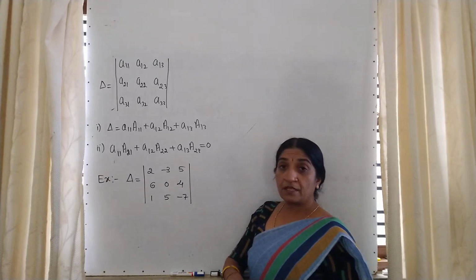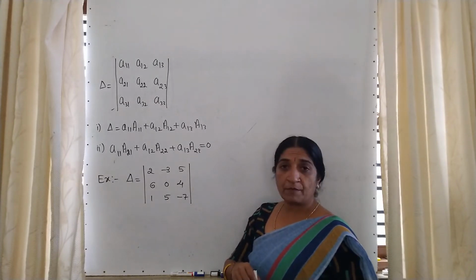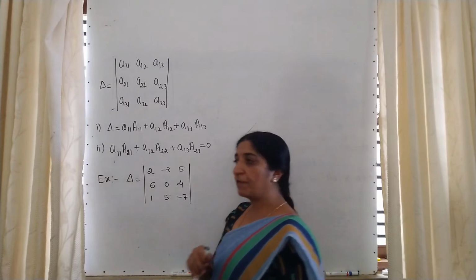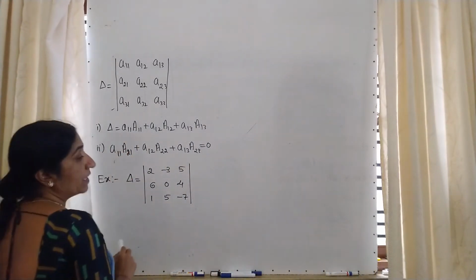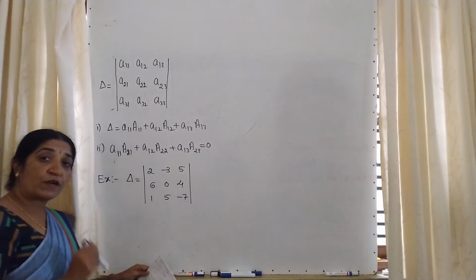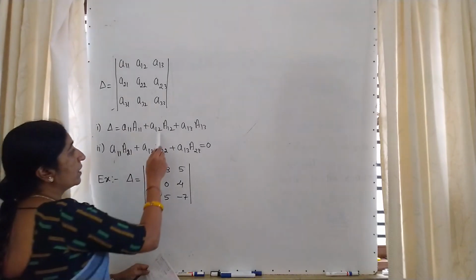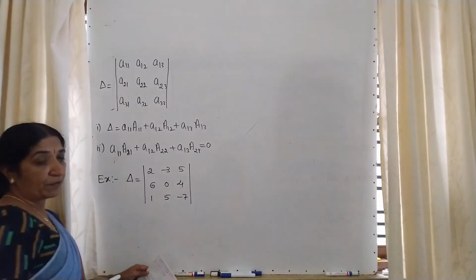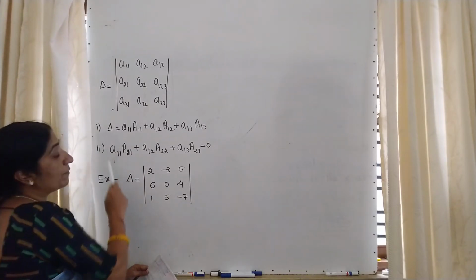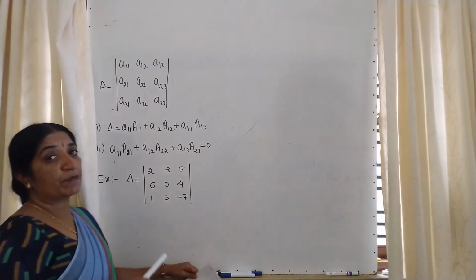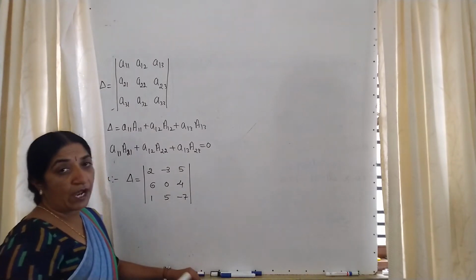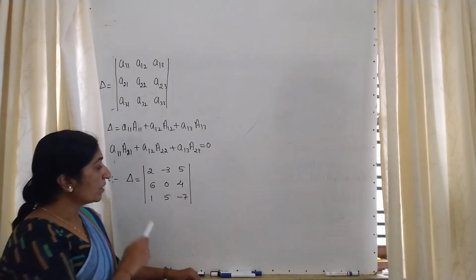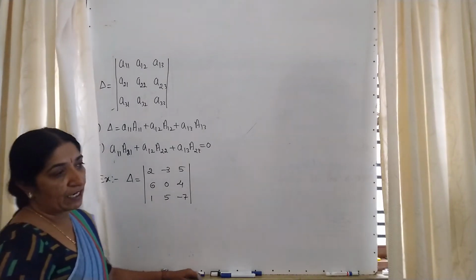Mathematics Academy classes. So in the last class I explained the minors and cofactors and I gave one important result. If the elements of any row are multiplied with the cofactors of the corresponding row, then that is nothing but the value of the determinant. And if the elements of any row are multiplied with the cofactors of a different row, then the answer will be 0. I stopped the last class there only. Now I will explain that property with the help of an example.